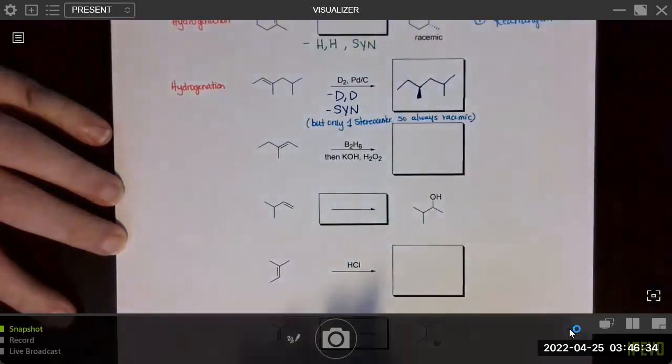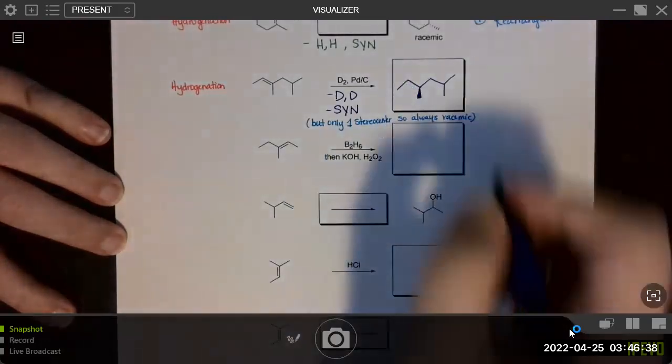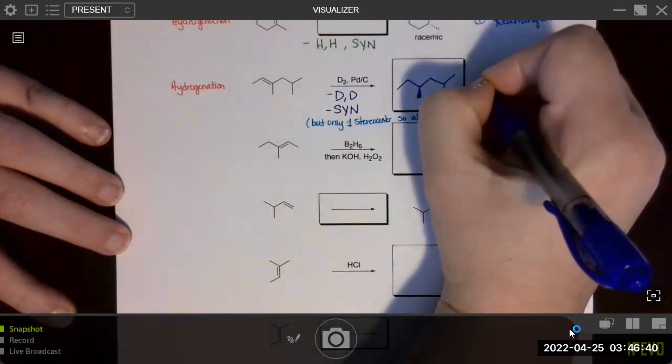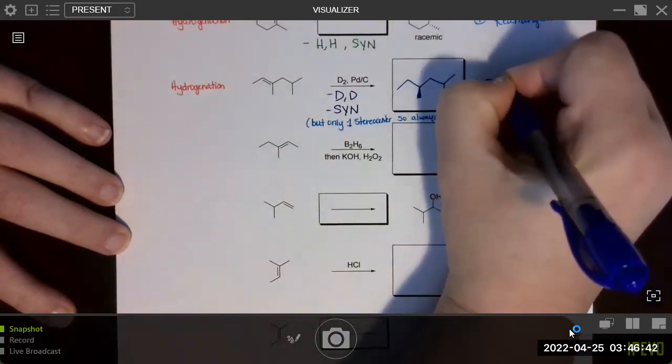So if the hydrogens both got added from the back, then this would be up, right? Or we could also get the enantiomer.